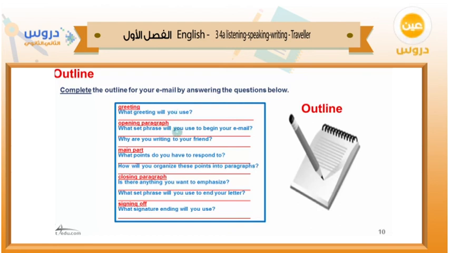The opening paragraph is what set phrases will you use to begin your email? I have received your email, and it's terrible to see that photo that you have attached in the email. I'm very interested in water pollution, and I face the same thing in my area. The main part is what points do you have to respond to? I have so many ideas that we worked on with my school to reduce water pollution and soil pollution, and we have done one, two, three, four.